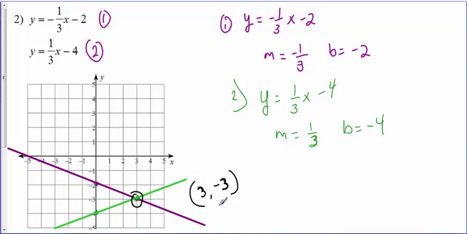Meaning, if I were to plug 3 in for x and solve for y, such as in a t-table, I will get negative 3. And if I were to plug 3 in for x here and solve in terms of y, I would get negative 3 there too. That is the point which satisfies both equations. This concludes 2 examples on graphing systems of equations.